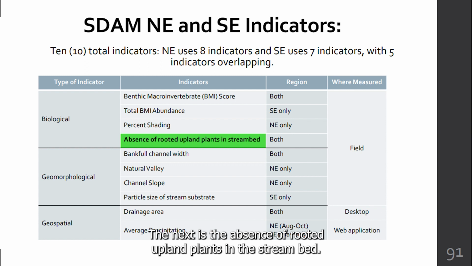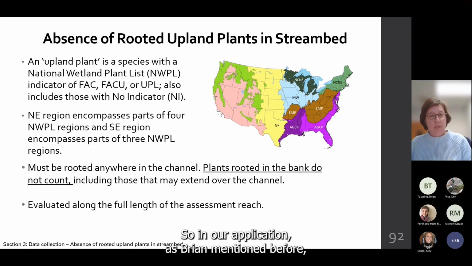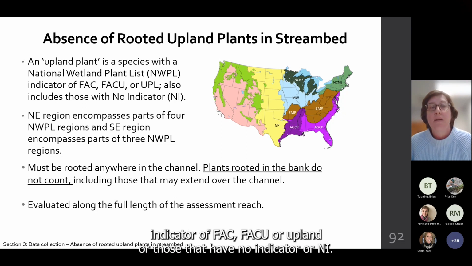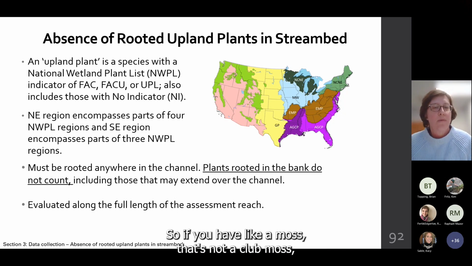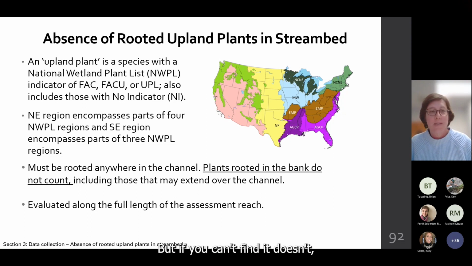Okay, the next is the absence of rooted upland plants in stream bed. This is used for both regions. So in our application, as Brian mentioned before, an upland plant is a species with a National Wetland Plant List indicator of FAC, FAC up, or upland, or those that have no indicator, or NI. And in the National Wetland Plant List, those are only vascular plants. So if you have a moss, that's not a club moss, it's not going to be in the National Wetland Plant List, but if you can't find it, you wouldn't give it no indicator, it just wouldn't count.